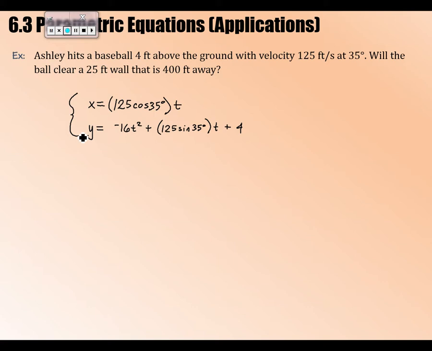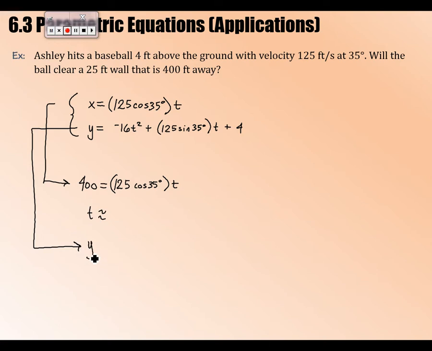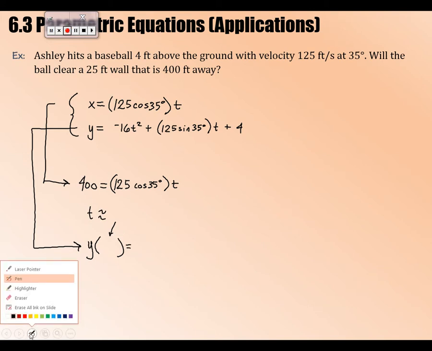And now we're ready to ask this question. I think we got far enough yesterday to say that we'd like to figure out when this hits the wall, when x equals 400. We said we're going to plug that value into the y function to find out how high the ball was at that point, and ask, is that a number greater than or less than 25 feet? So that was the goal here.